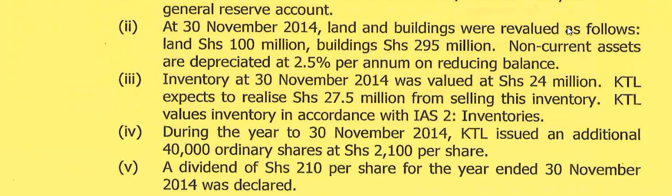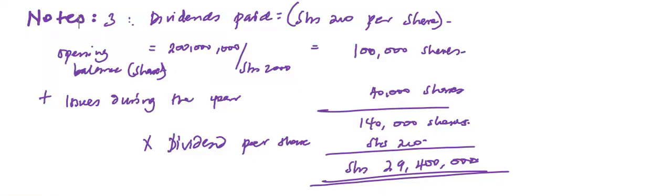So the land and buildings were revalued. Land 100 millions, then the buildings 295 millions. We have been told that the non-current assets are depreciated at 2.5% per annum on the reducing balance. So we have to find out if there is a revaluation loss or a gain, but this is likely to be a revaluation gain. So this will be my next note.